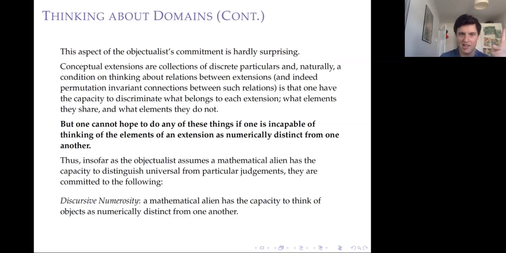This is not a surprising thing for them to think, given what they've said about what Kant thinks is going on in logic, but we can make it more precise now by saying, I'll call this position discursive numerosity, and we'll say a mathematical alien for the objectualist has to have the capacity to think of an object as numerically distinct from another.